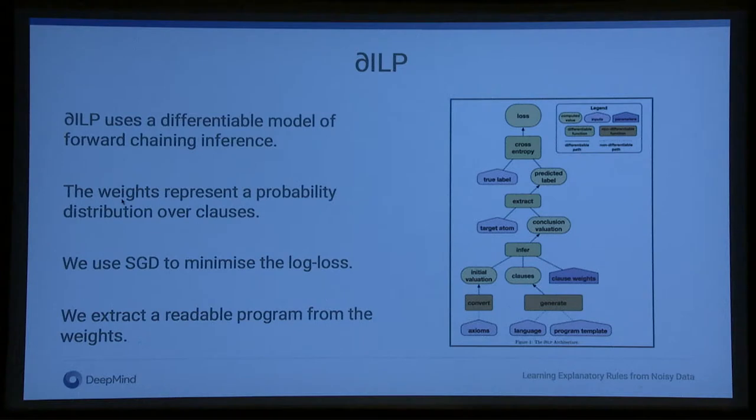So we start with a program template. The program template specifies a huge range of possible clauses, and a program is a subset of this enormous set of clauses. We generate, from our program template, a large set of clauses, and for each clause we have a clause weight, which indicates how probable it is that that clause is in our program. And then we do a lot of forward chaining inference. We use a differentiable model of Datalog's forward chaining to infer all the results of the Datalog program. Then we extract some conclusions and compare them with our true labels. Then we backpropagate. I'll explain this a bit more in a minute.